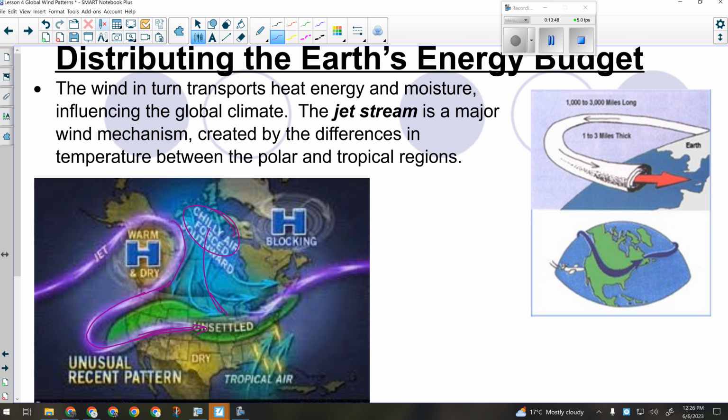Okay? You see how it says on there, unsettled? What part of the United States is that going across? I'll give you an idea. The states it's going across are Ohio, Oklahoma, and Kansas. Tornado Alley. That's Tornado Alley.